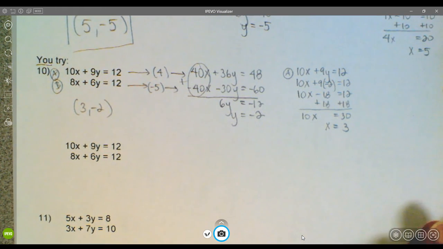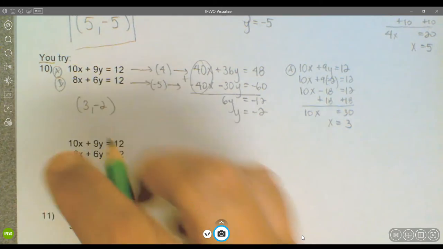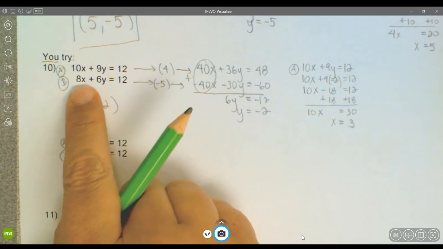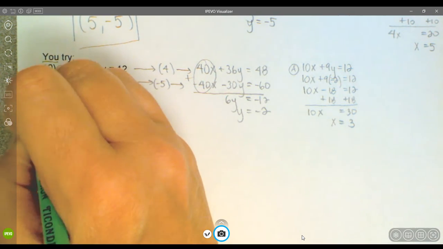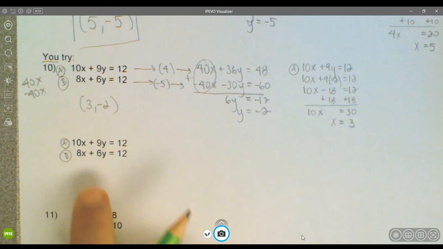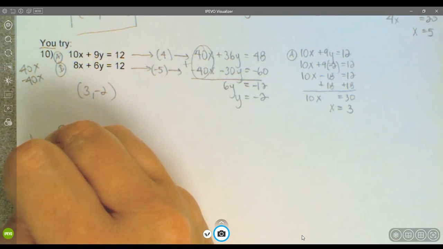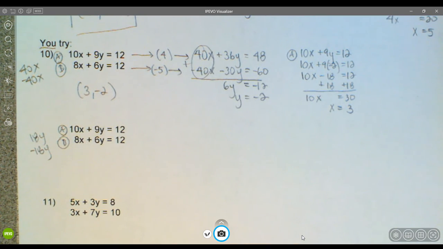And I could check it, but I'm going to go ahead into this one and eliminate the y. So let's take a minute here. To eliminate the x's, I turn these into 40x and negative 40x. What should I do here? And don't tell me 54. How about if we use 18y and negative 18y?